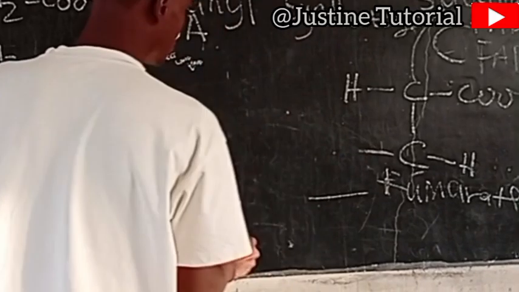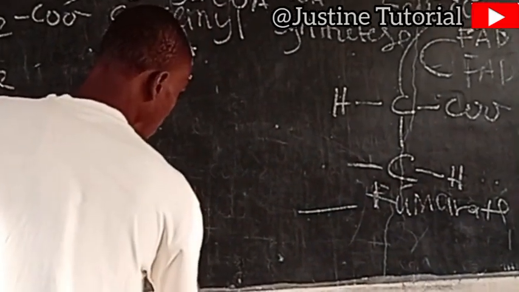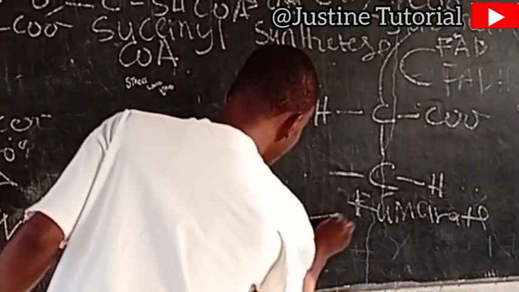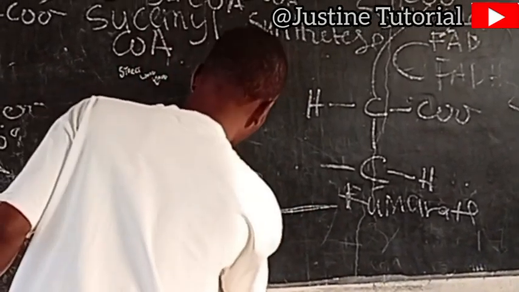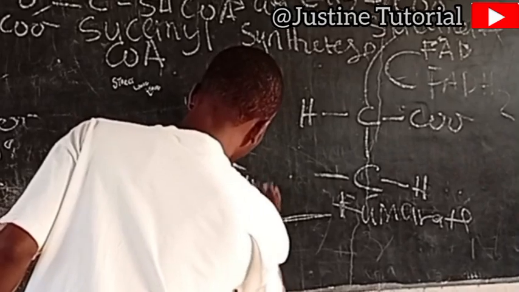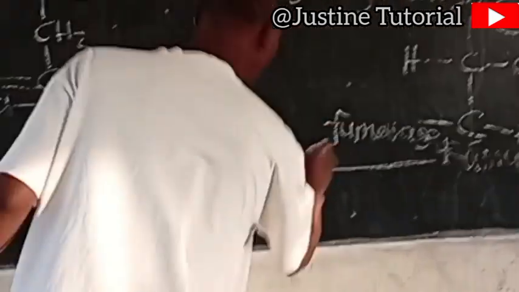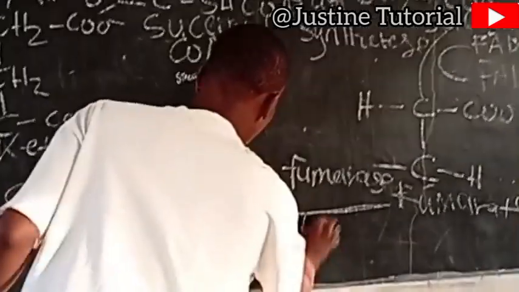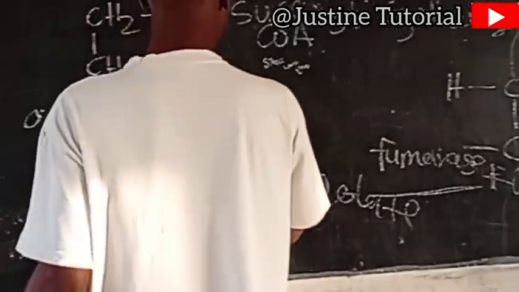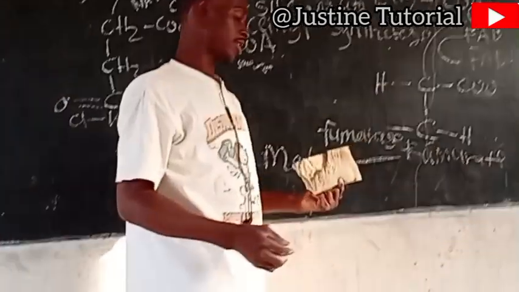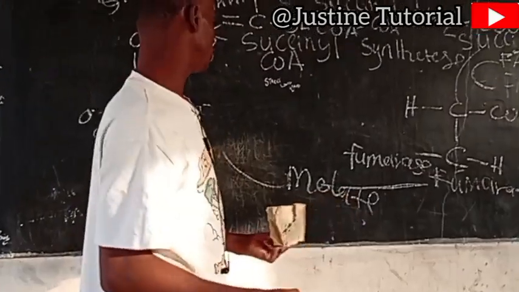So fumarate will be converted to malate. The enzyme that will catalyze that process is fumarase. And malate will be converted back to oxaloacetate, and the enzyme that will catalyze that process is malate dehydrogenase.